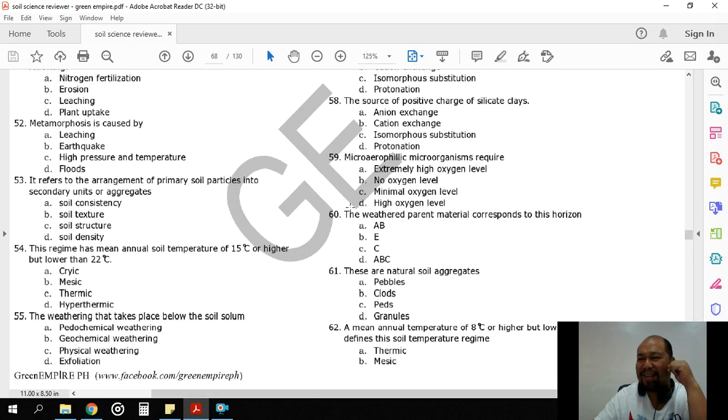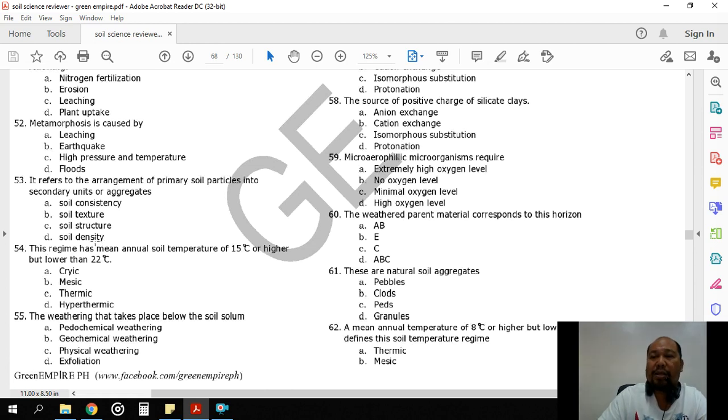Anyway, let's go back here. Where was I? Number 53. Refers to the arrangement. Again, like I said, letter C is the correct answer for this particular question. Texture, we also already covered this one before. This has something to do with the relative proportions of the different sizes of soil separates. In particular, the sand, the silt, and the clay. Again, there are two standards. Please be familiar with it. There is a slight difference between the USDA standard and the ISSS, International Soil Science Society.